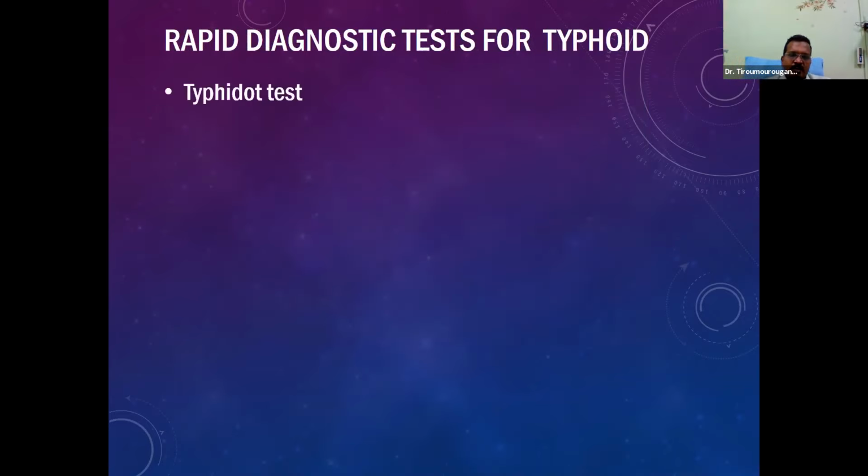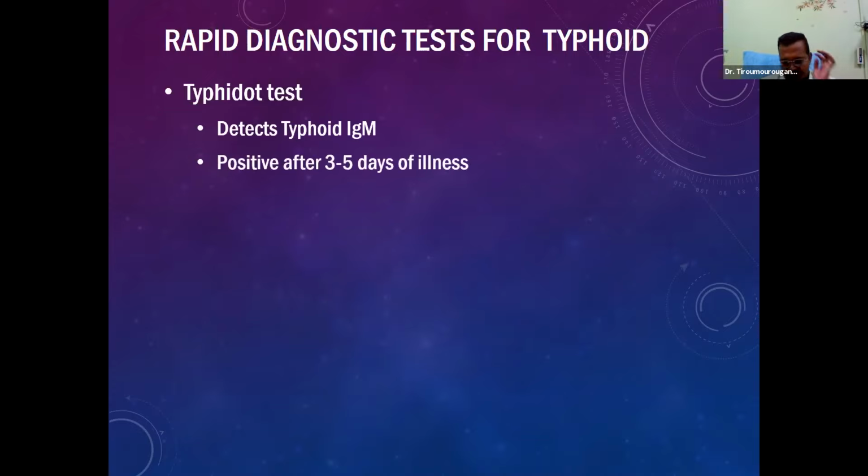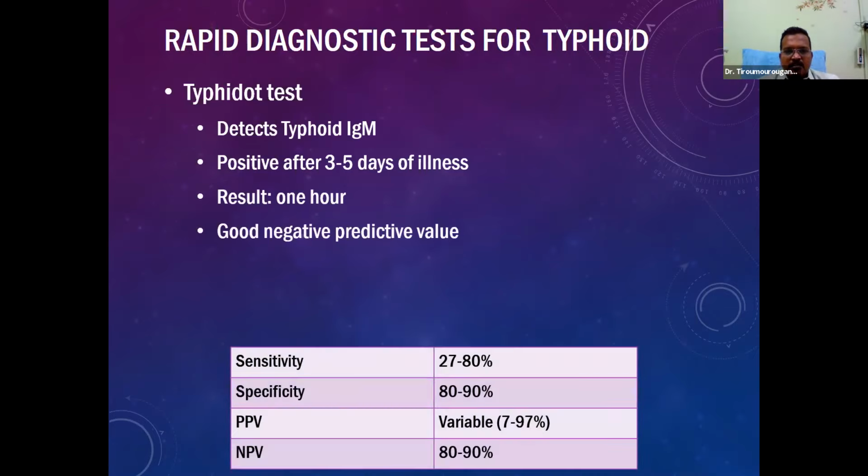So let's start with the rapid diagnostic test. We'll talk about the typhoid dot test. Obviously it detects the typhoid IgM, which means that we need a period before the IgM becomes positive. So usually it's about 3 to 5 days, and we get the results within 1 hour. So it looks wonderful, isn't it? But unfortunately, if you look at the sensitivity, it could be as low as 27%. Which means this is a very poor test for ruling out typhoid.